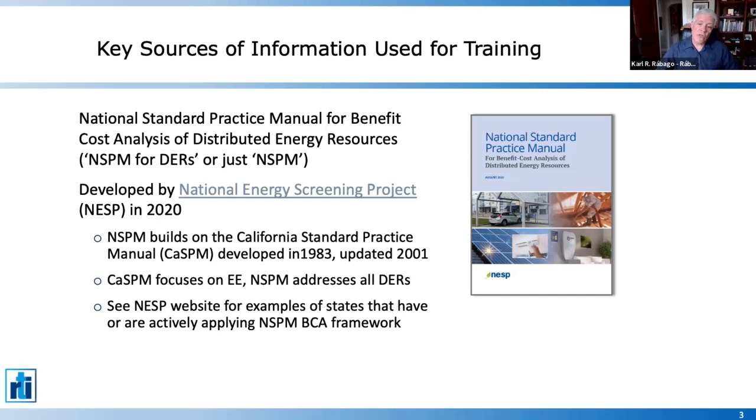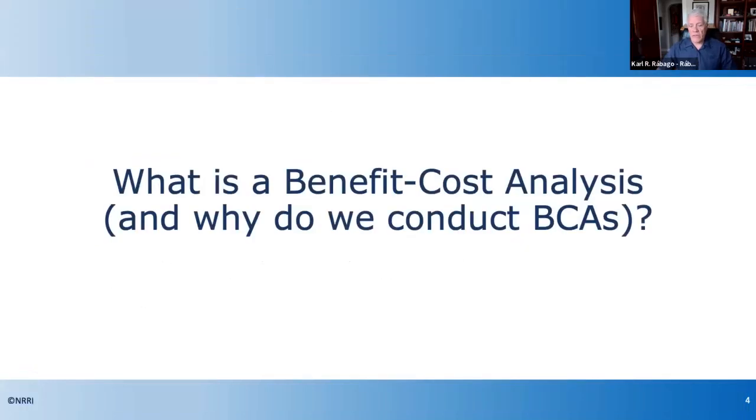As Jeff introduced, this manual builds on work that goes way back to 1983, with subsequent updates coming out of California. It's important to note that the California Standard Practice Manual focuses on energy efficiency. With NSPM, what we tried to do is break out of just the energy efficiency box into all DERs, including those combinations, as I said, that we're going to be talking about later. And like I said, more information at the website.